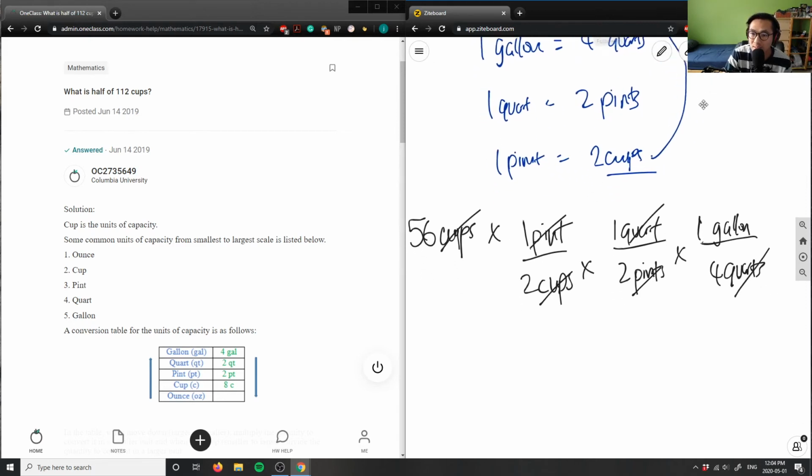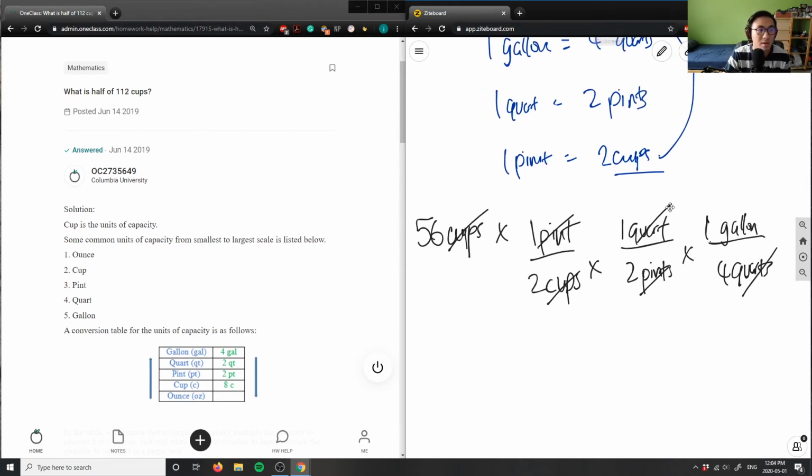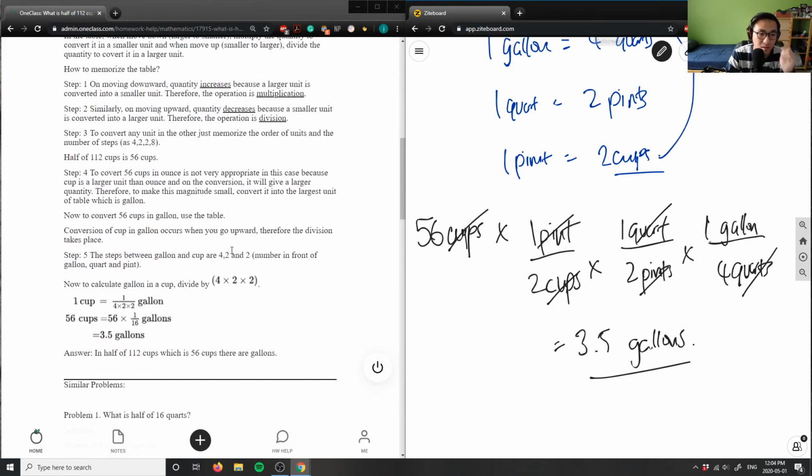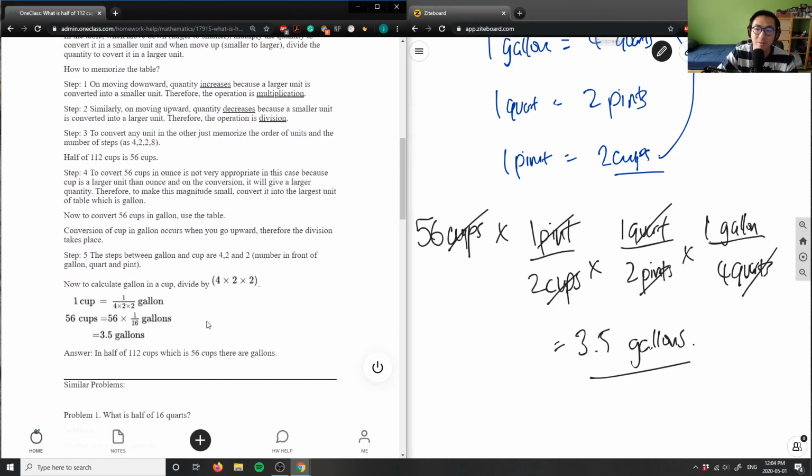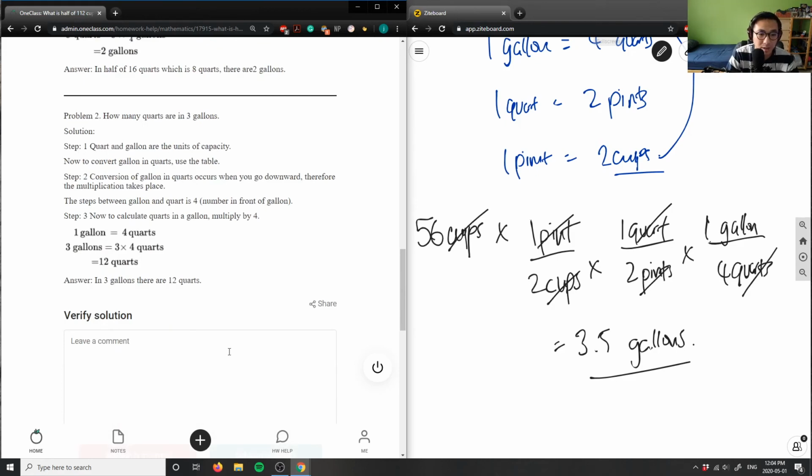So I have 56 times a half times a half times a quarter, or you can say 56 divided by 2 divided by 2 divided by 4. So 56 divided by 2 is 28, divided by 2 would be 14, divided by 4 would be 3.5 gallons here. So this would equal 3.5 gallons here, and this solution is the correct answer. As you can see, it's 3.5 gallons as well. So the solution here is correct.